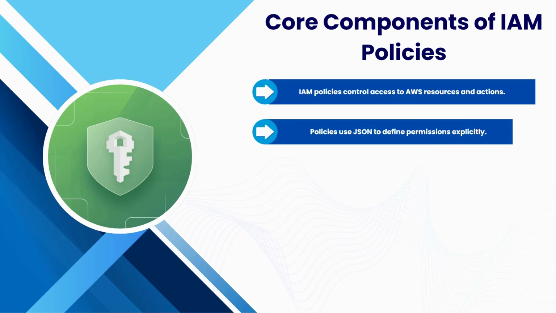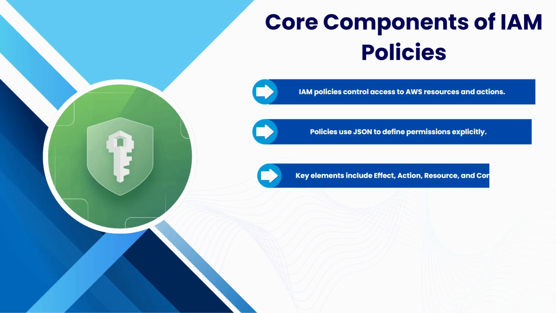Now, policies use JSON to define permissions explicitly. JSON's structured format is clear but demands accuracy to avoid errors that could block access or expose resources. It's a balance of simplicity and precision for effective access control.